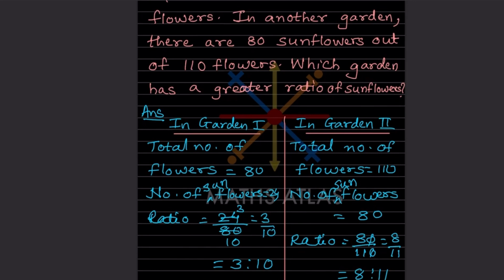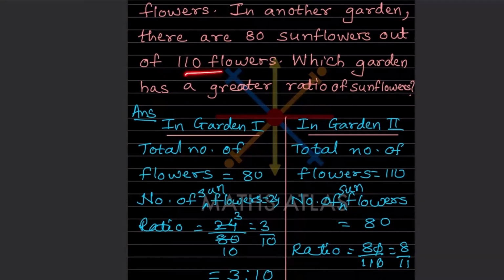Now look at garden 2. What did they say? Total number of flowers is how many? 110. So here total number of flowers is 110. Out of that, how many are sunflowers? 80. So total number of sunflowers is 80. Again here, as I told you before, the total is going to be in the denominator. So you will write 80 by 110. Now this is very simple. You will just cut down the zeros. So this 8 and 11 is not divisible by anyone. So you are going to write 8 by 11, and that is 8 is to 11.